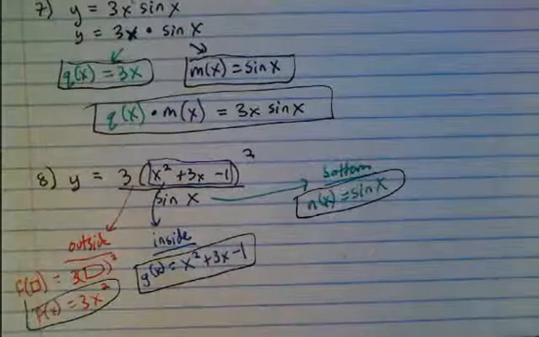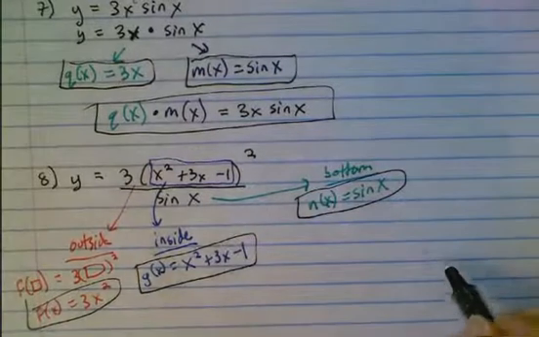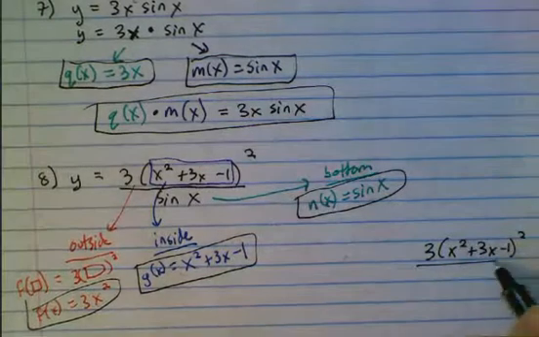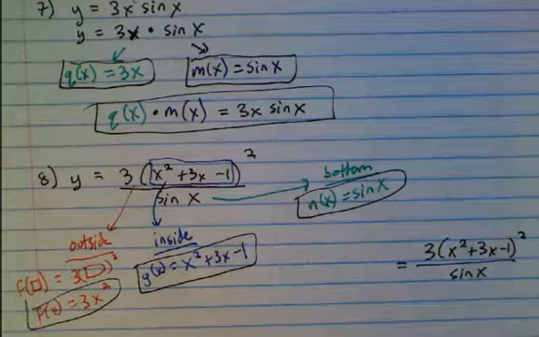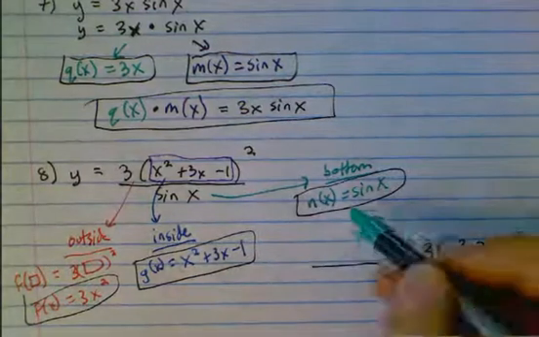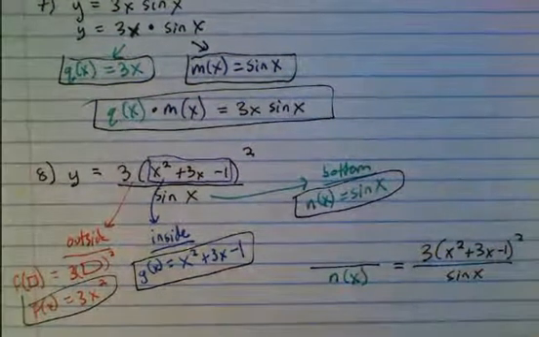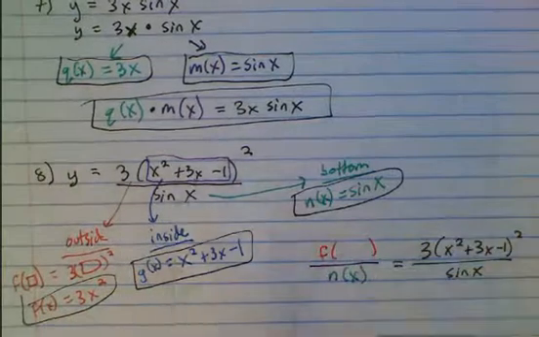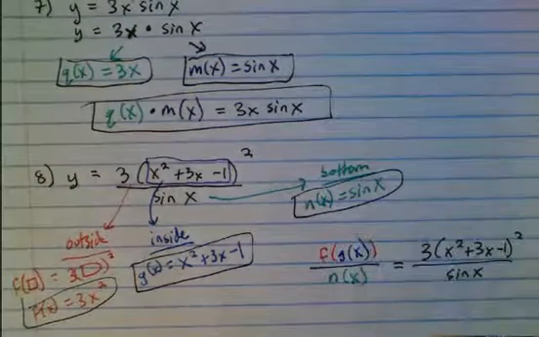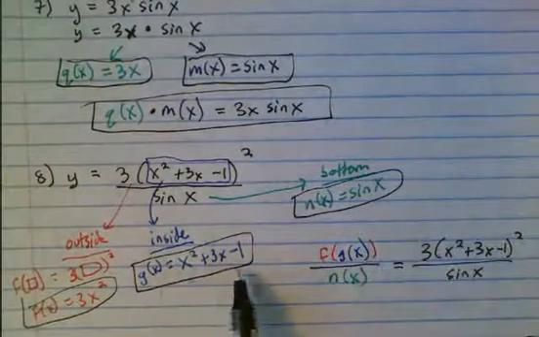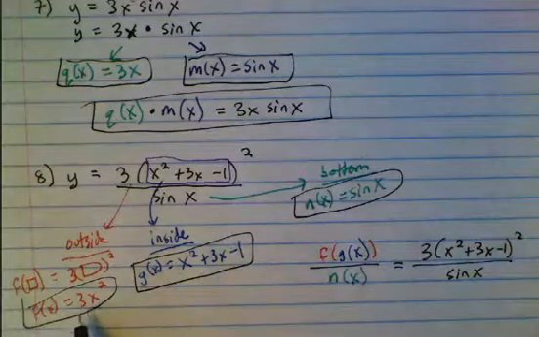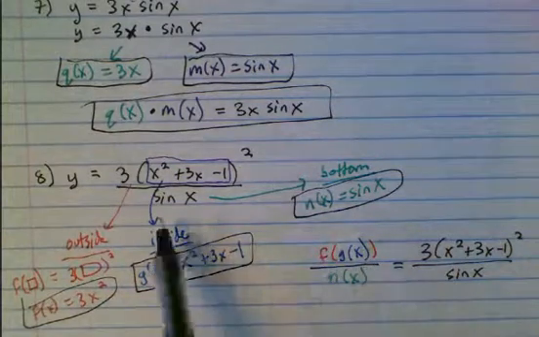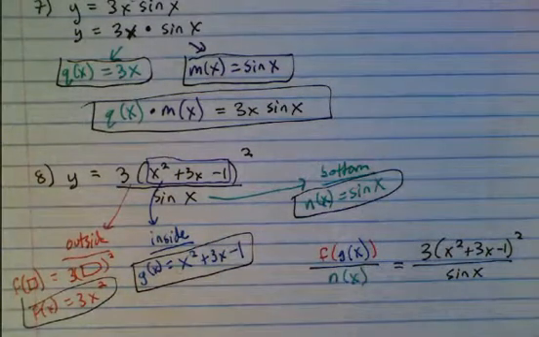Now we just have to say how they go together. We can clearly see, here's our function, it's 3x squared plus 3x minus 1 squared over sine x. We can clearly see that this denominator, sine of x, is this n of x piece right here. Up on top we have an outside function, that's f, and an inside function, that's g. So this g of x gets put into the f of x. That gives us 3x squared plus 3x minus 1 quantity squared. That's our whole numerator. And then divided by n of x, or sine of x.